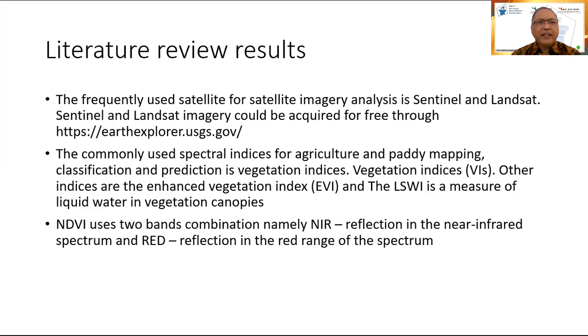Okay, now from our study, the frequently used satellite imagery for analysis is Sentinel and Landsat. Those images from both Sentinel and Landsat currently can be accessed through the Earth Explorer USGS gov website. And the prominent research for semantic segmentation in the agriculture field, let's say paddy field mapping, uses spectral indices. For instance, vegetation index, and other indices, let's say NDVI, EVI, LSWI, and so on.